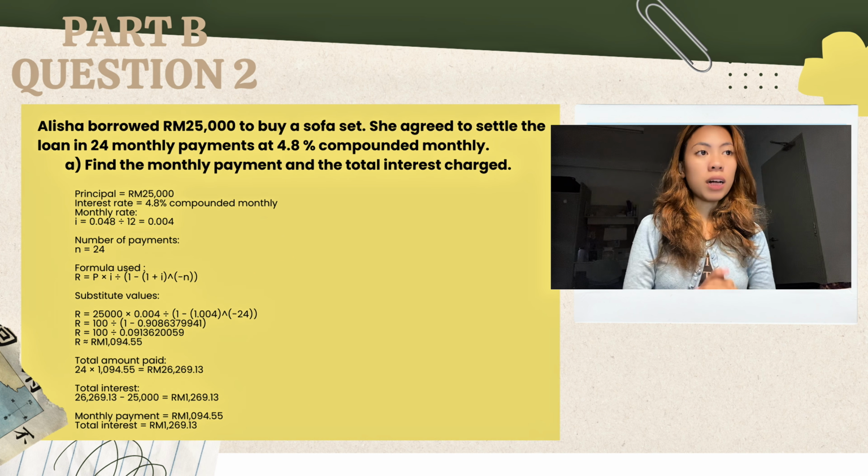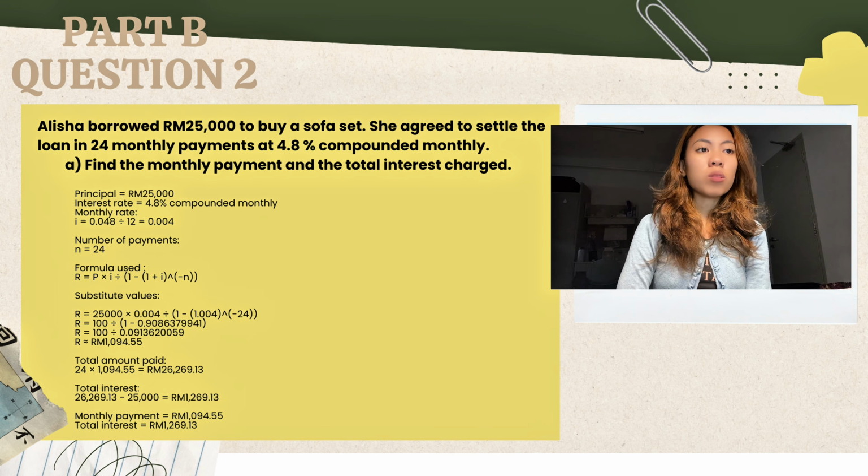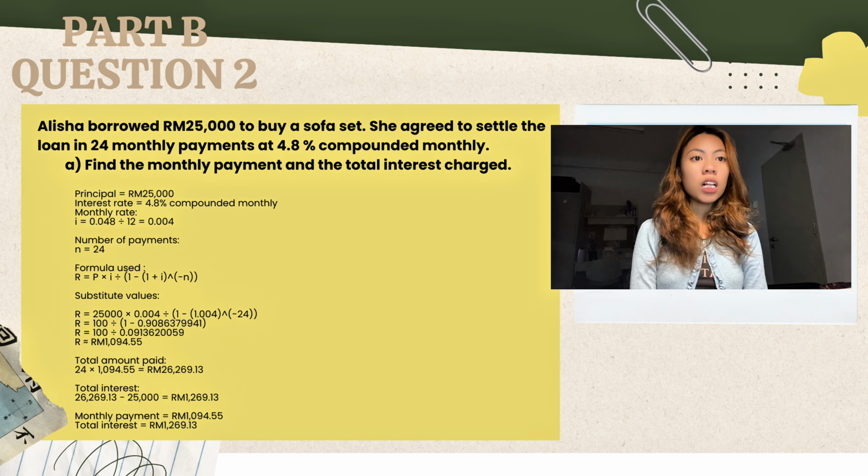Over the course of 24 months, the total amount she pays is 1,094.55 ringgit times 24, which equals 26,269.30 ringgit. To find the total interest charge, we subtract the original loan amount from the total payment, which is 26,269.30 ringgit minus 25,000 equals 1,269.30 ringgit. This shows that Alicia paid 1,269.30 ringgit in interest in addition to repaying the principal.